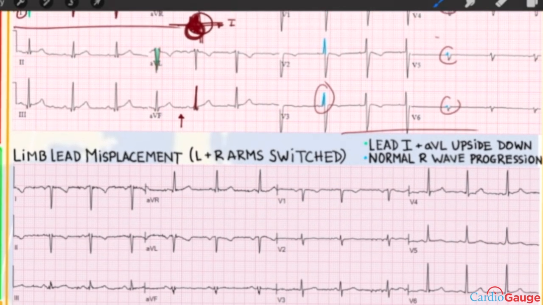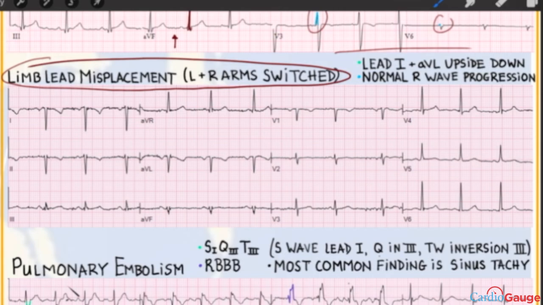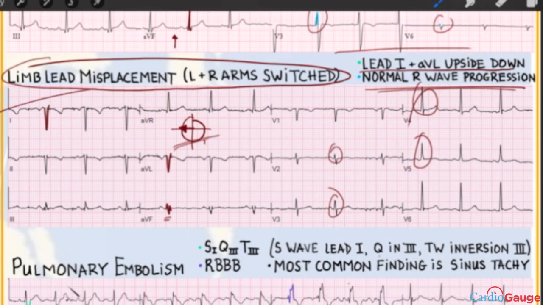You differentiate dextrocardia from limb lead misplacement, which is much more common. You got the left and right arm switched. Happens all the time. For that, you see that leads 1 and aVL are upside down, but you've got normal R wave progression. So here, negative in 1, kind of whatever in aVF, negative in aVL. So aVF is isoelectric. So you're basically looking at, that's the axis, which is a right axis deviation. One of the common causes of that is limb lead misplacement. We check over here, and we've got normal R wave progression. So this is limb lead misplacement.